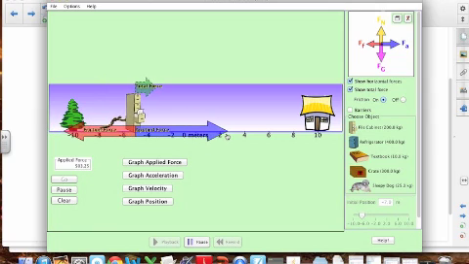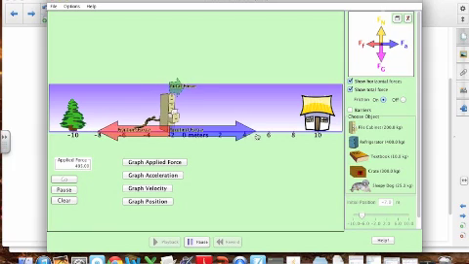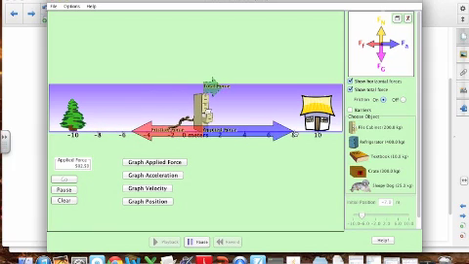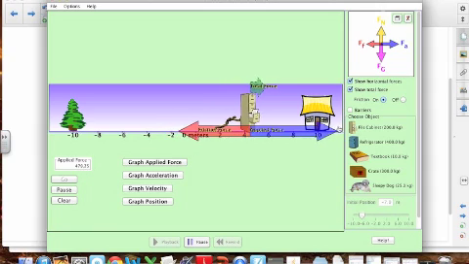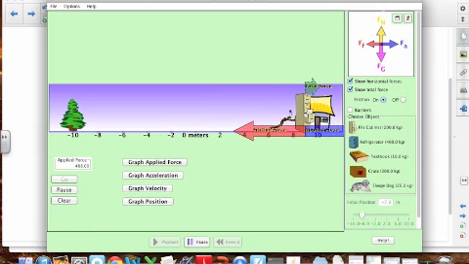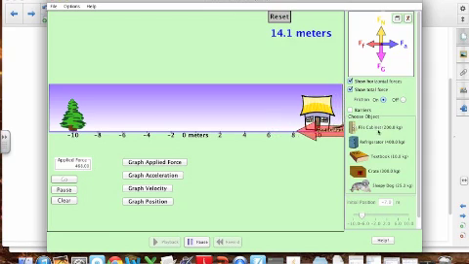And also notice that we have a total force, which is just another way to say the net force. The total force is what causes the file cabinet to move. Oh my goodness. Someone took my file cabinet.